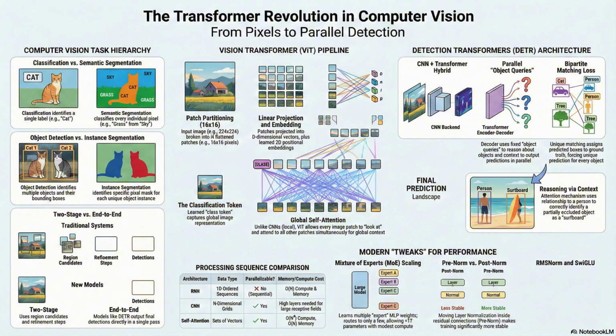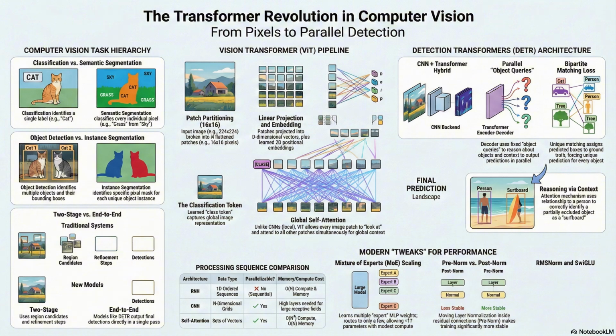We want to figure out how we went from these really complex, handcrafted pipelines for spotting a cat in a photo to these elegant end-to-end systems that treat pixels essentially just like words in a sentence. It sounds abstract, but it's actually really grounded. It's about finding one architecture that can basically do it all.